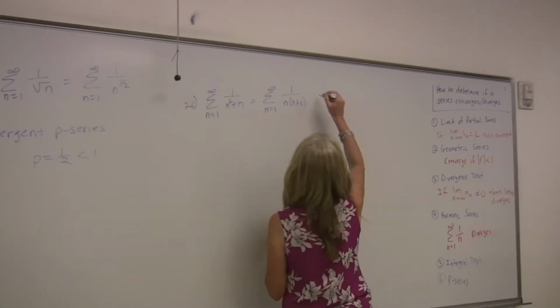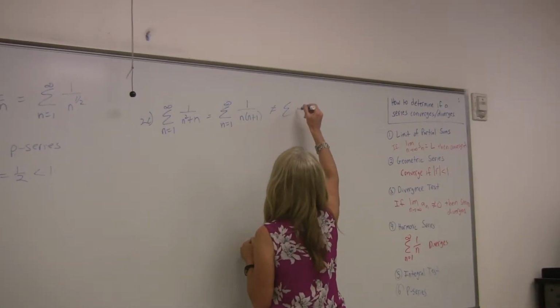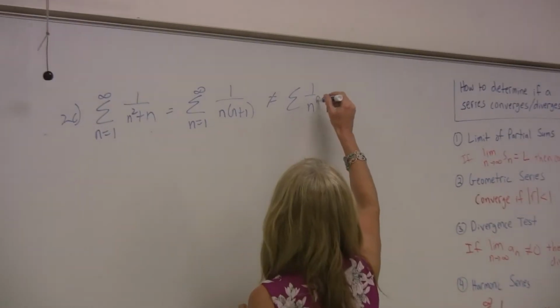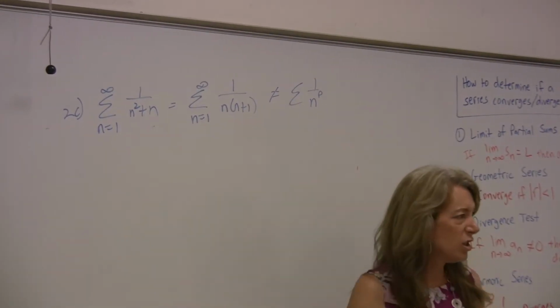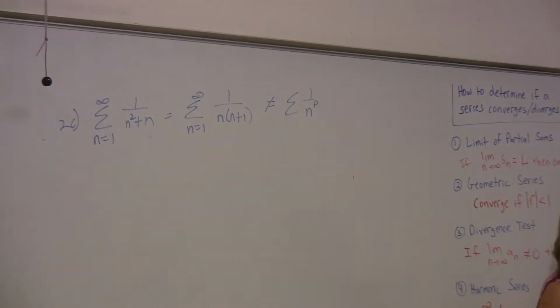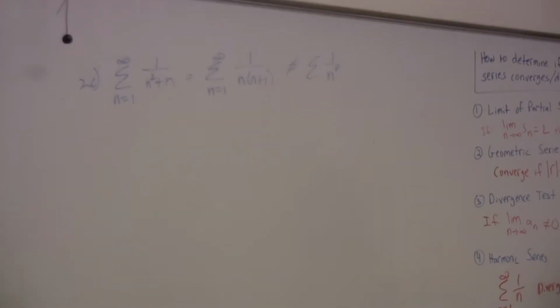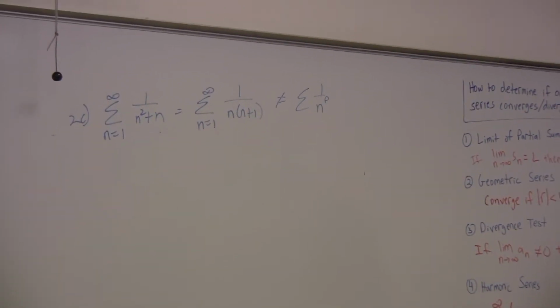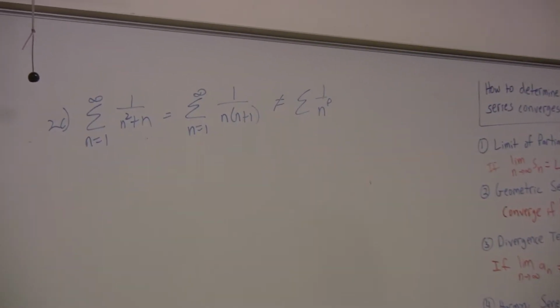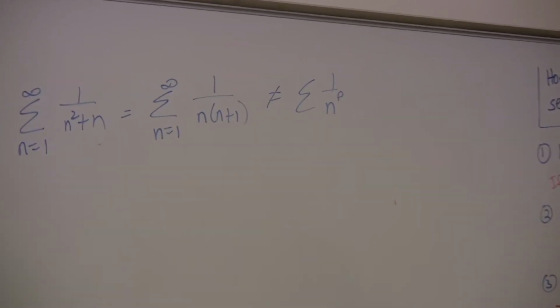So I can't write it as 1 over n to the p. It's not just the power of n. There's other stuff going on there because of that addition. So it's not a p series, darn it. We were just getting happy with those. We can just look at the numbers and answer the question.